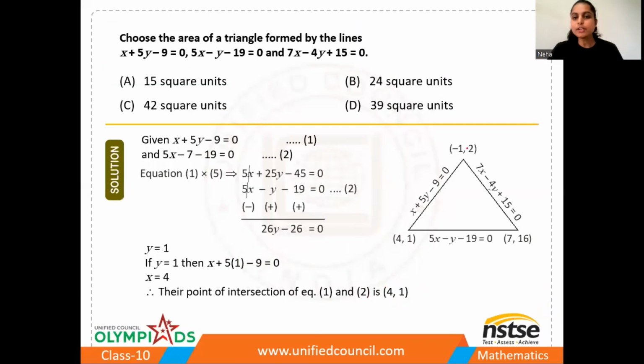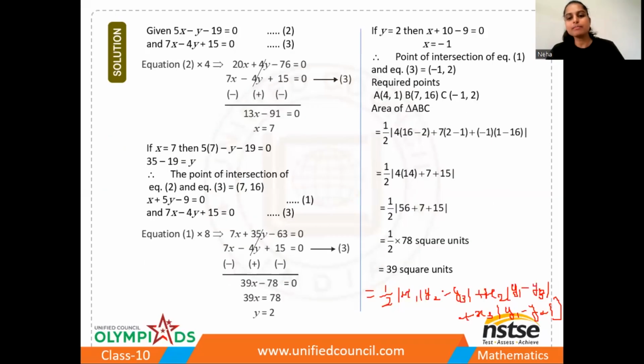Now, what is the value of x1, y1, and y2? These coordinates. Let's suppose this is x1, this is y1, this is x2, this is y2, this is x3, this is y3. Just put all the values in the formula, and then you will get your answer as 39 square units. Perfect. Yes, this question has some calculation, but it is not very difficult. You can easily solve this question.